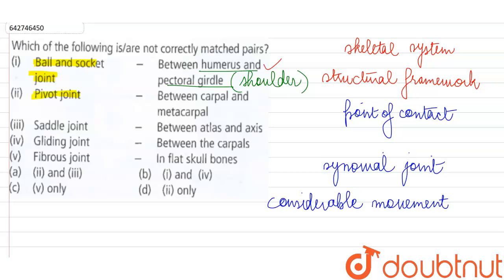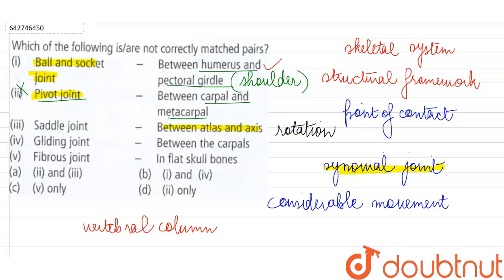Next they are saying pivot joint. Now pivot joint is again a type of synovial joint, but we are going to find it between the first two bones of our vertebral column. So vertebral column is made up of a number of serially arranged units known as the vertebrae. Out of these, the first vertebra is the atlas, the second is known as axis, and between them we are going to find a pivot joint. But here what are they saying? Between carpal and metacarpal. So this combination is incorrect. Pivot joint is found between the atlas and the axis, which allows for the various different kinds of rotatory movements of our head.